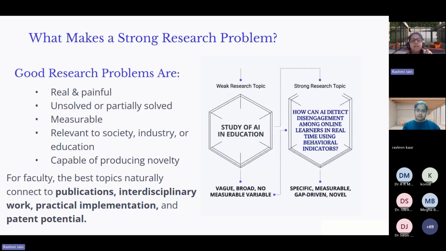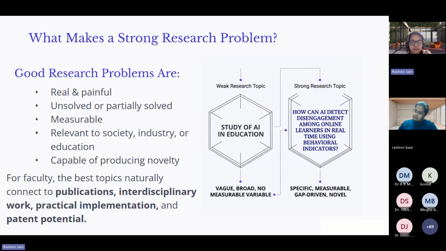So good research problems are real and painful. You are really looking for the areas which are still unsolved or maybe partially solved. We discussed the two by two grid yesterday around critical thinking, lateral thinking, lean thinking, and design thinking. So in design thinking, we should eventually look for the problems which are unknown, unsolved. So that's where you can really utilize design thinking to keep your research problem in that fourth quadrant.